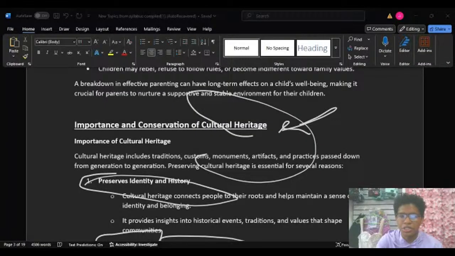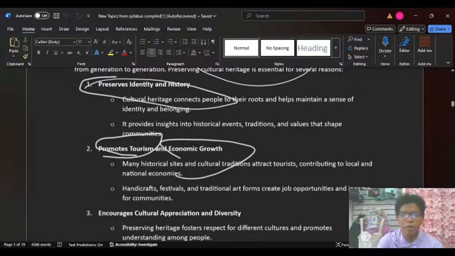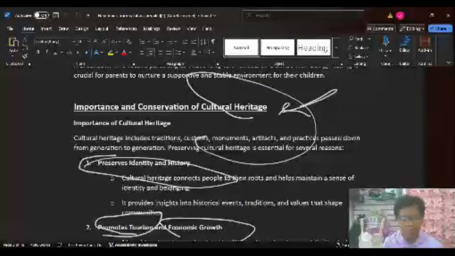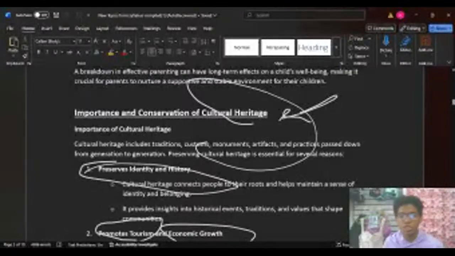Let's continue the document. So, importance and conservation of cultural heritage. When we think of heritage, heritage is very important. Heritage teaches us where we came from, and it gives us an identity and it gives us a history. And something with some regional integration, and I will look into that very much.